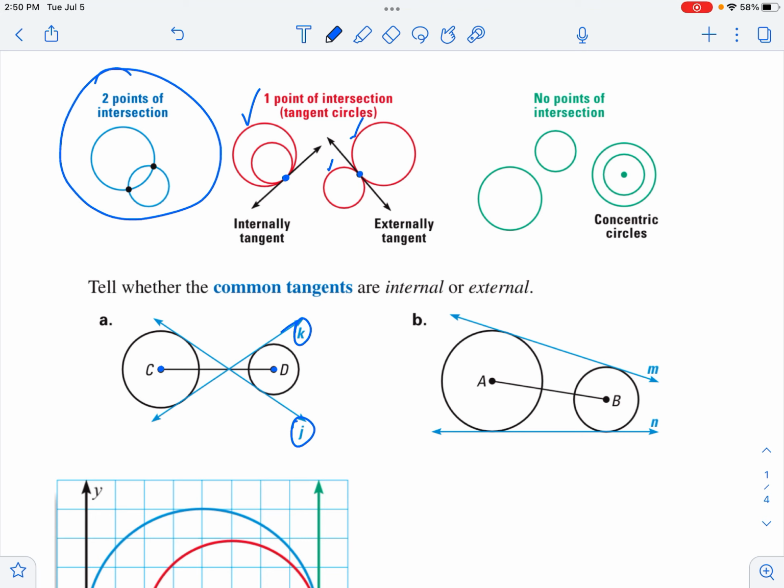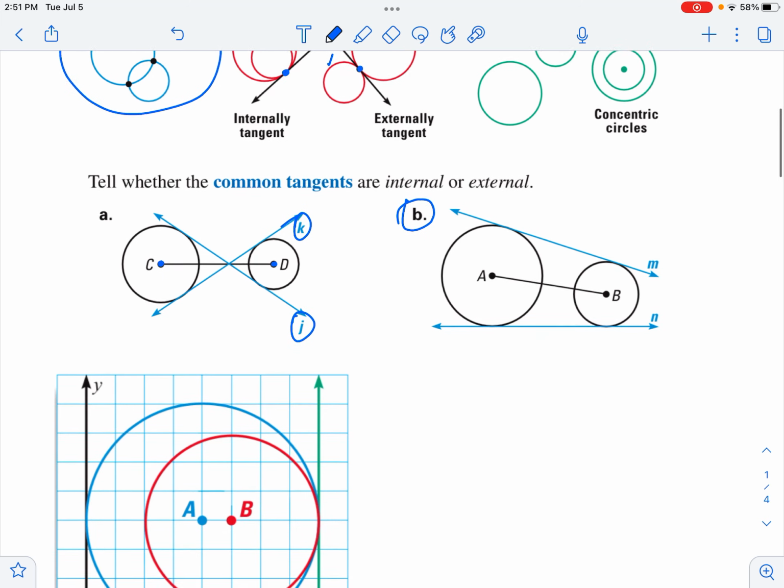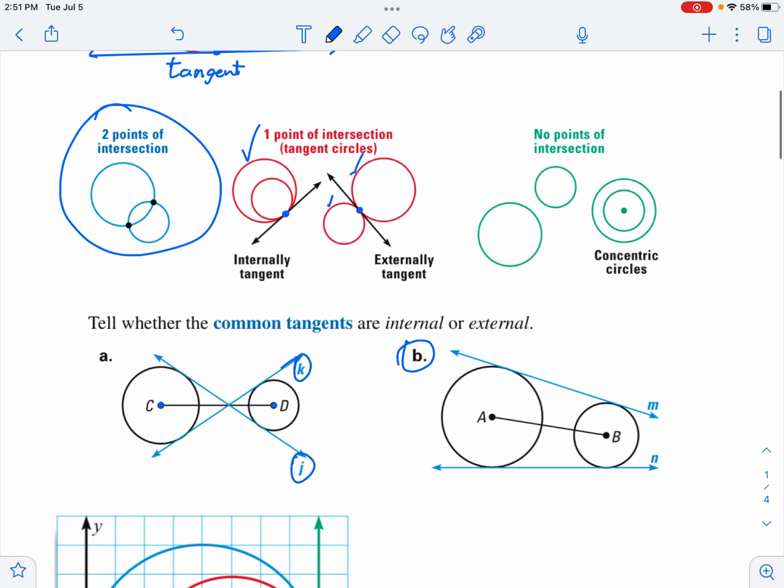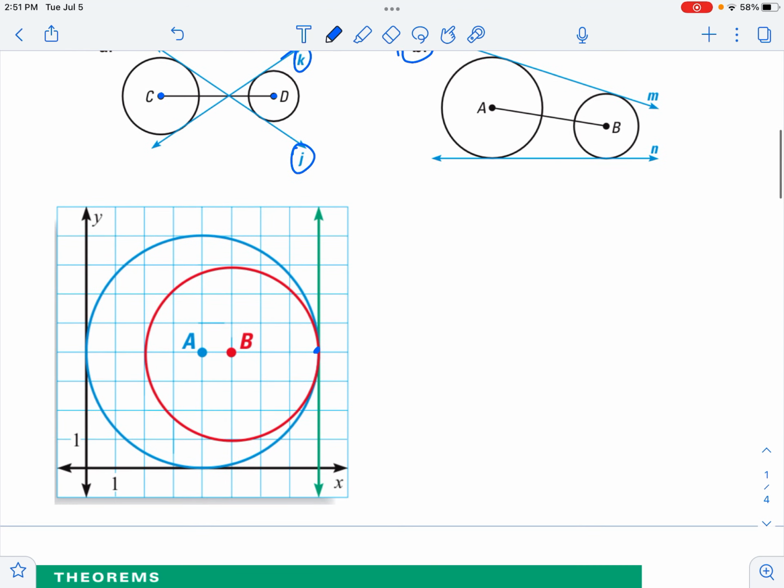Now, notice over here on B, M and N do not intersect AB. So we say those are common external tangents. Okay, now, look at this. Let's just tie everything together, look at some basics here. Here we have two circles. They are internally tangent. They touch at this point right here. Notice we've got circle A and its radius.